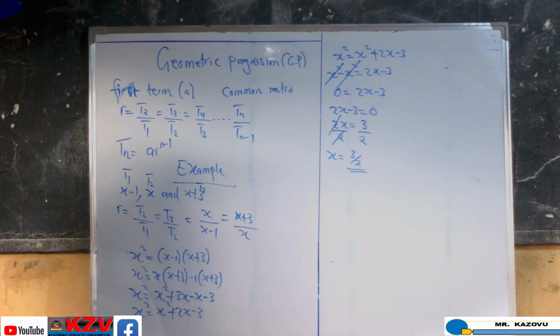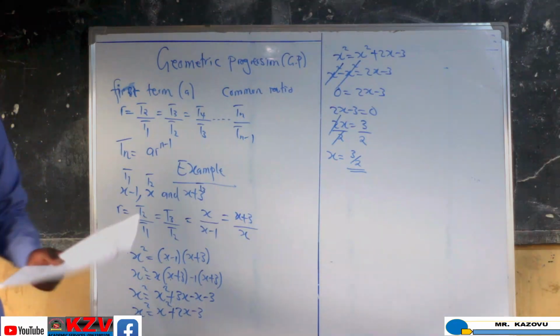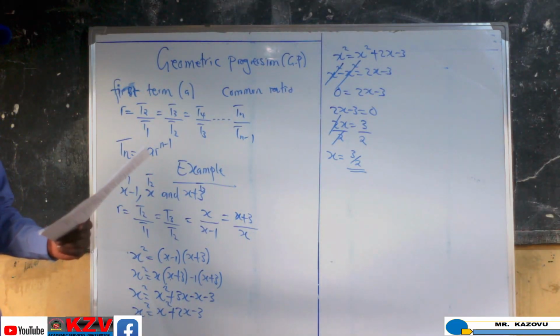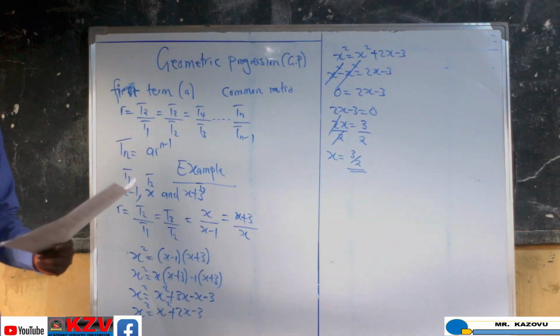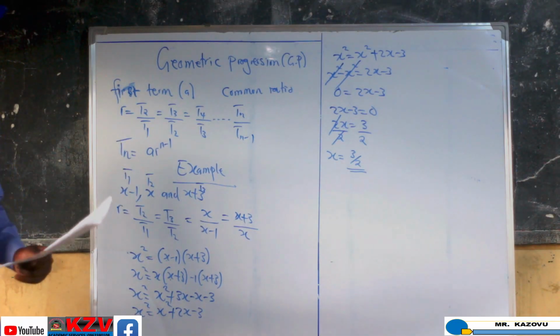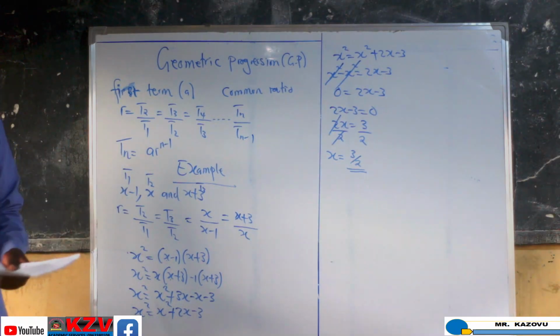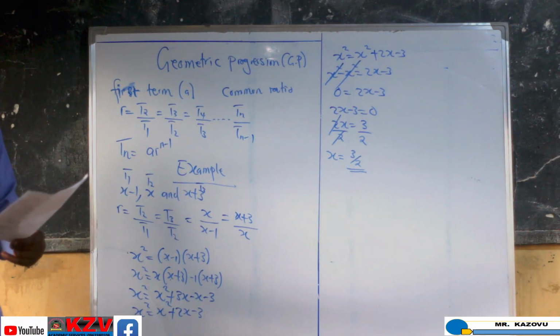No. For now, we want to find the value of x. And then, if you look at the questions, they'll ask you the next question, say, the common ratio. What is the common ratio? So number one, we need to know the value of x. Once we get the value of x, then we can answer the questions that follow. So the next question is find the common ratio.